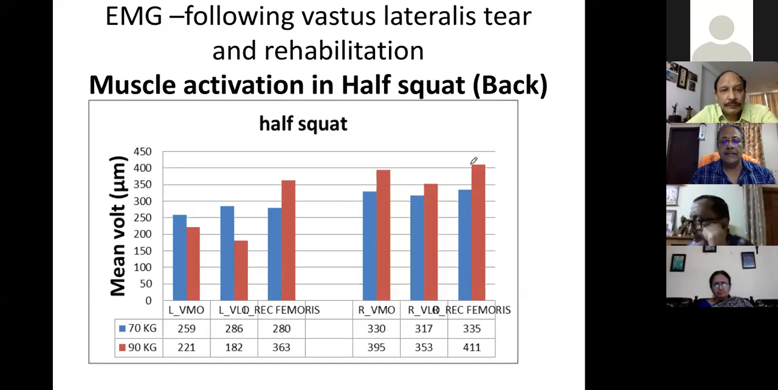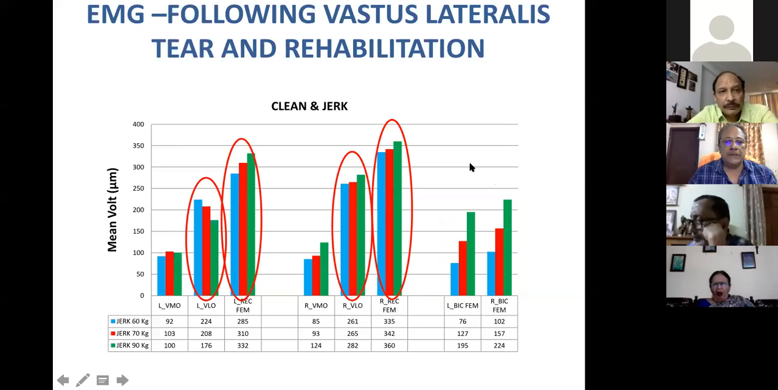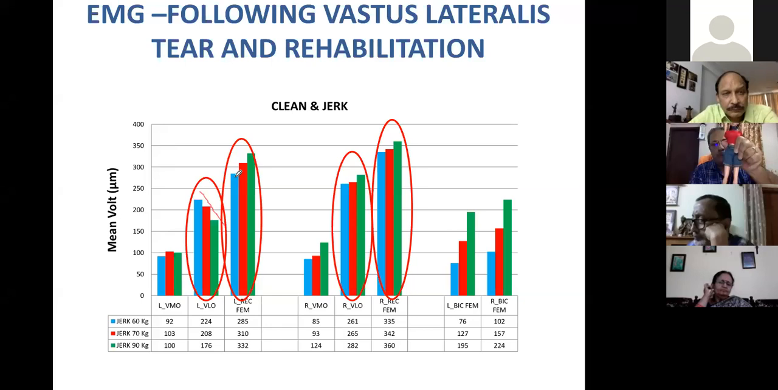Now, in clean and jerk, this athlete we tried again with 60 kg. We found that vastus medialis activation was quite okay. But as and when we increase the load, in vastus lateralis you find that the activation pattern gradually reduced. Vastus lateralis is the outer muscle of the quadriceps, both sides. Whereas the rectus femoris, which is more on the medial aspect and above, that activation increased. Similarly, for the non-injured leg, the right side, the activation is gradually increasing as the weight is increased from 60 kg to 90 kg.